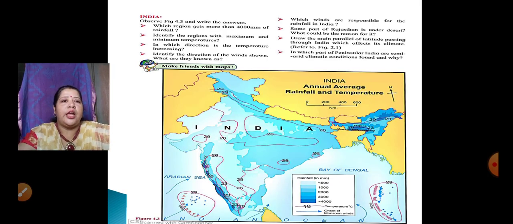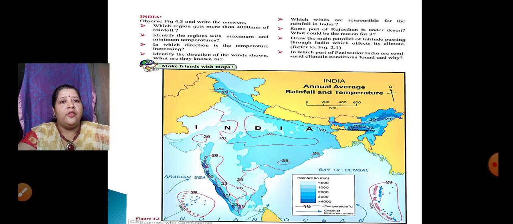Before we start with the climate of India, here is a map given to you. The map is showing the average annual rainfall and temperature in India. Here also we have used the isoplate method. So now let's answer some of the questions given over here with this map.